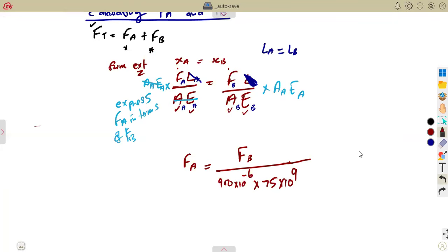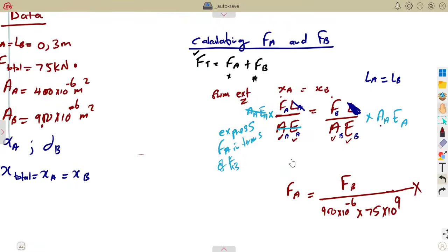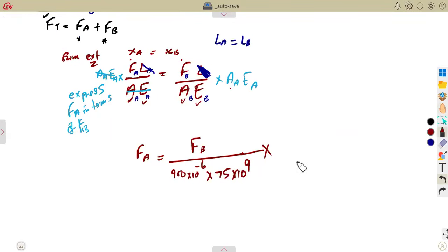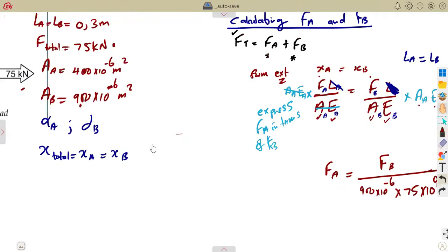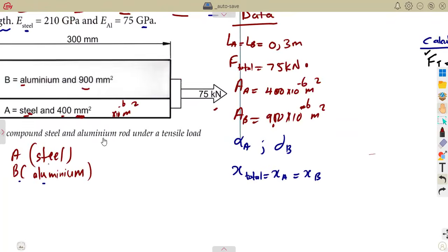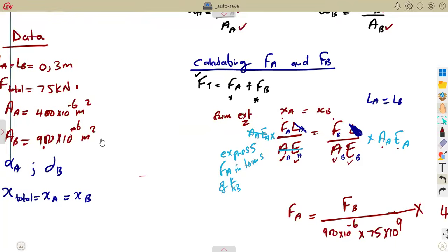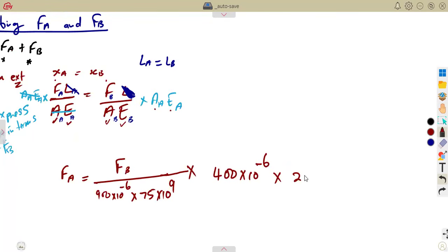Times the area at A, you're given 400 times 10 to the exponent of -6, remember from those conversions from square millimeters, times E at A, which is our A, remember, is the steel. So the E for steel is 210 gigapascal, that is 210 times 10 to the exponent of 9.